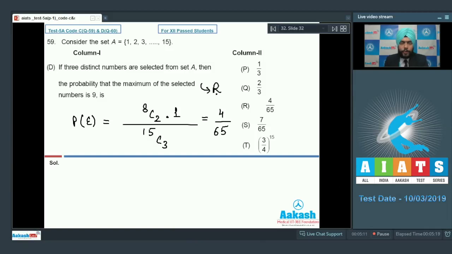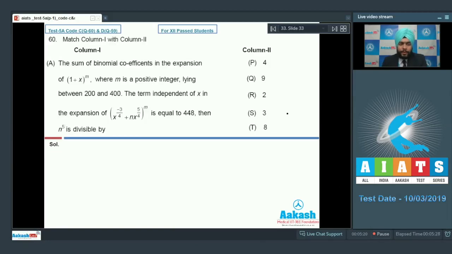Okay. Let us move on to 60. So question 60 says that match column 1 with column 2. A part says that the sum of binomial coefficients in the expansion of 1 plus x raised to power m, where m is a positive integer, lying between 200 and 400.